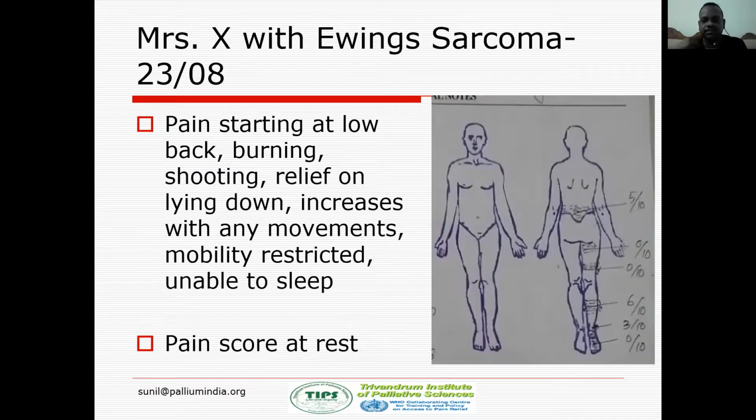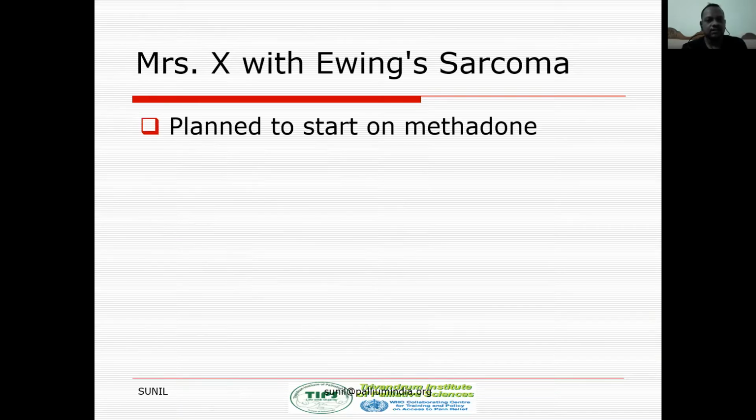So this is the pain pattern of this patient. You can see it starts at the lower back and goes down the right leg, and it was burning and shooting. The pain score shown here is when the patient is lying down without any movement. But when the patient moves, the pain increases to 10/10. This was also causing insomnia. So we planned to start this patient on methadone.